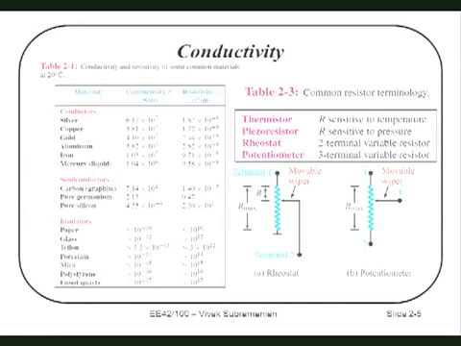You're asking me, are there any specifically designed thermistors that have a potentiometer function as well? I'm not aware of one. It conceptually would not be impossible to do. I'm just not aware of one that exists. Okay? All right, any other questions?